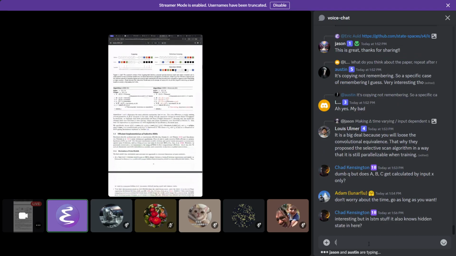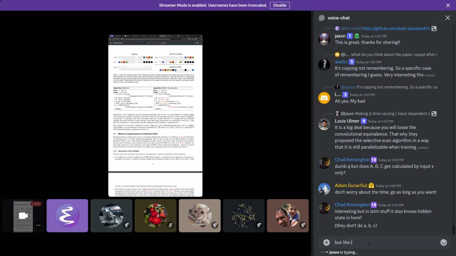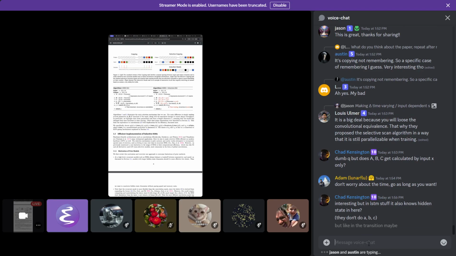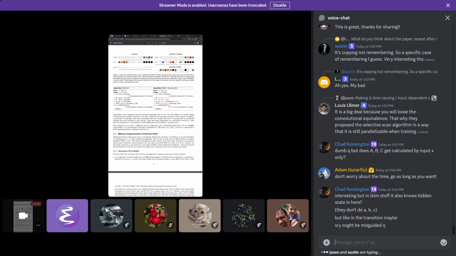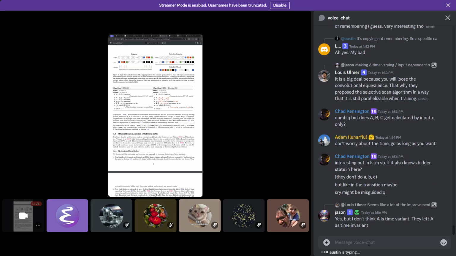Go back to this algorithm. Interesting, but in LSTM stuff, it also knows the hidden state in here. They don't do ABC. That's right. Yeah, A is time invariant.